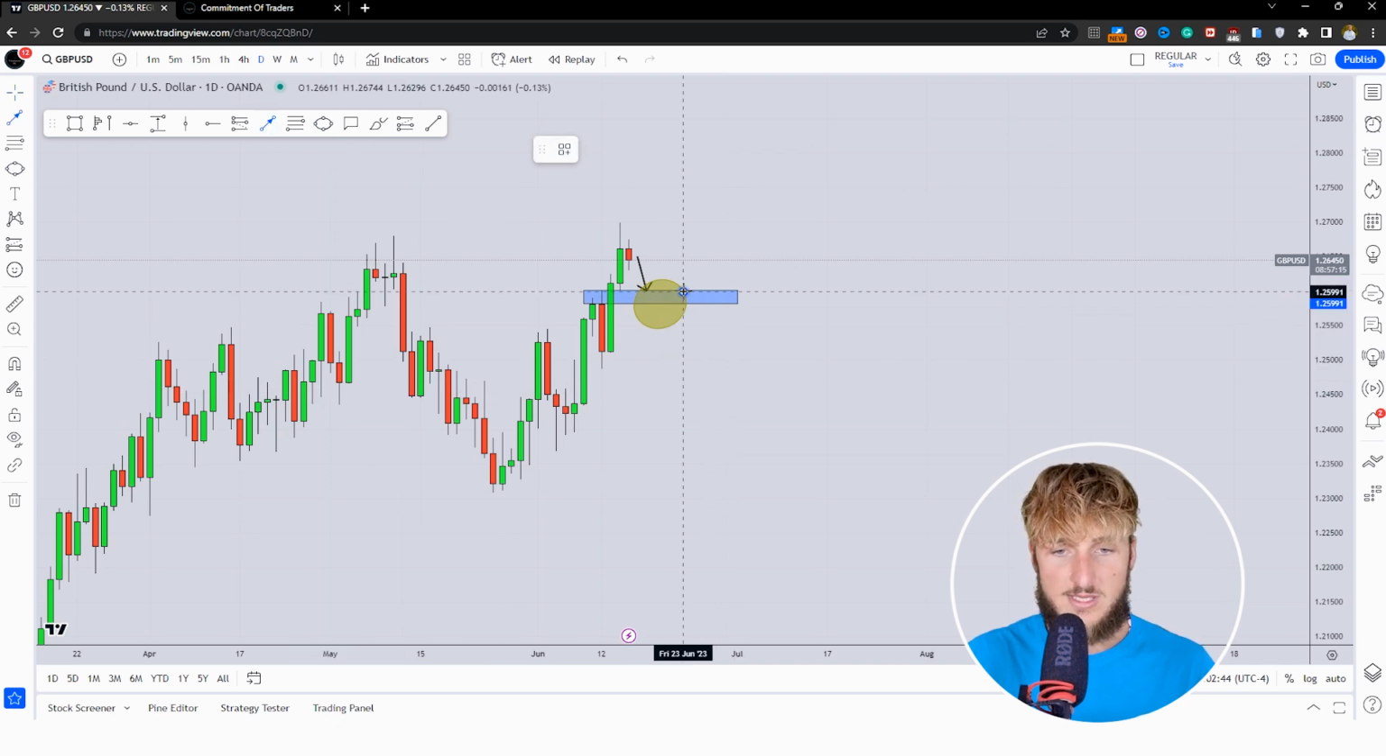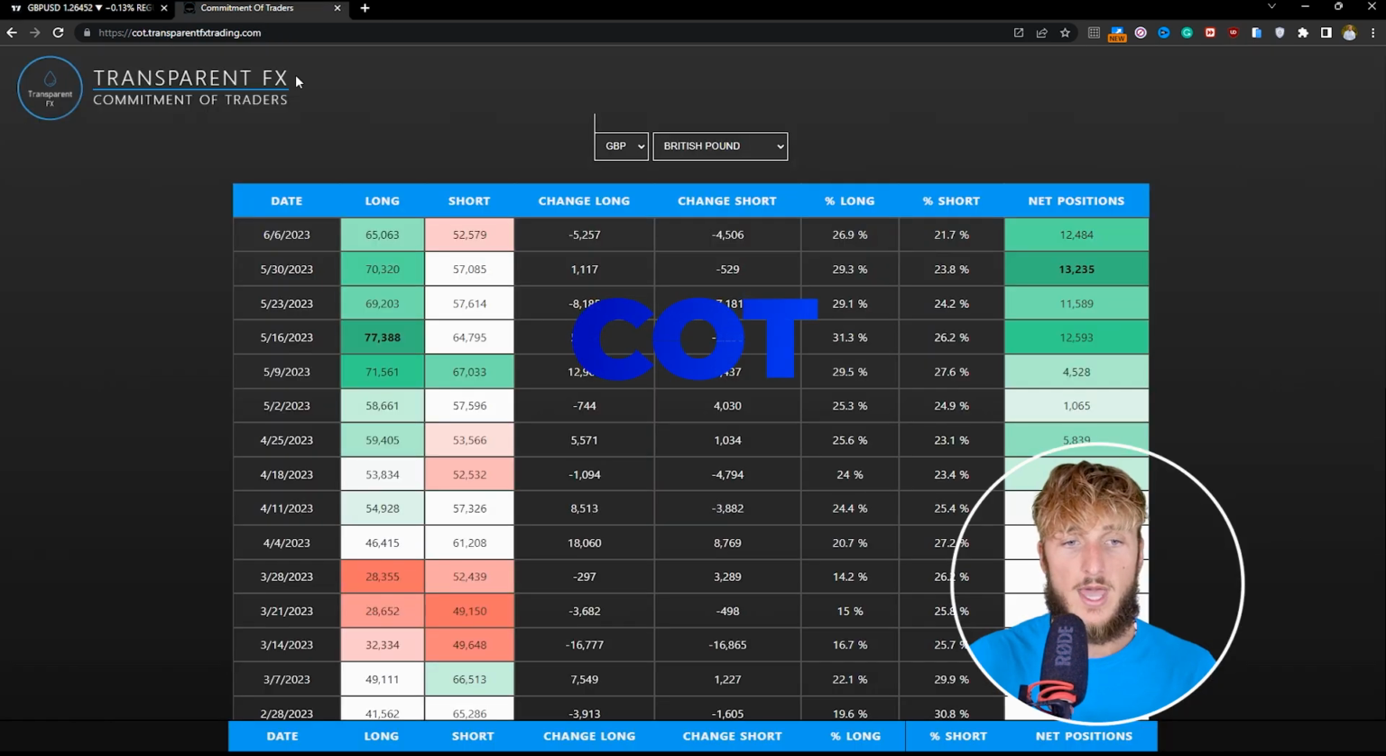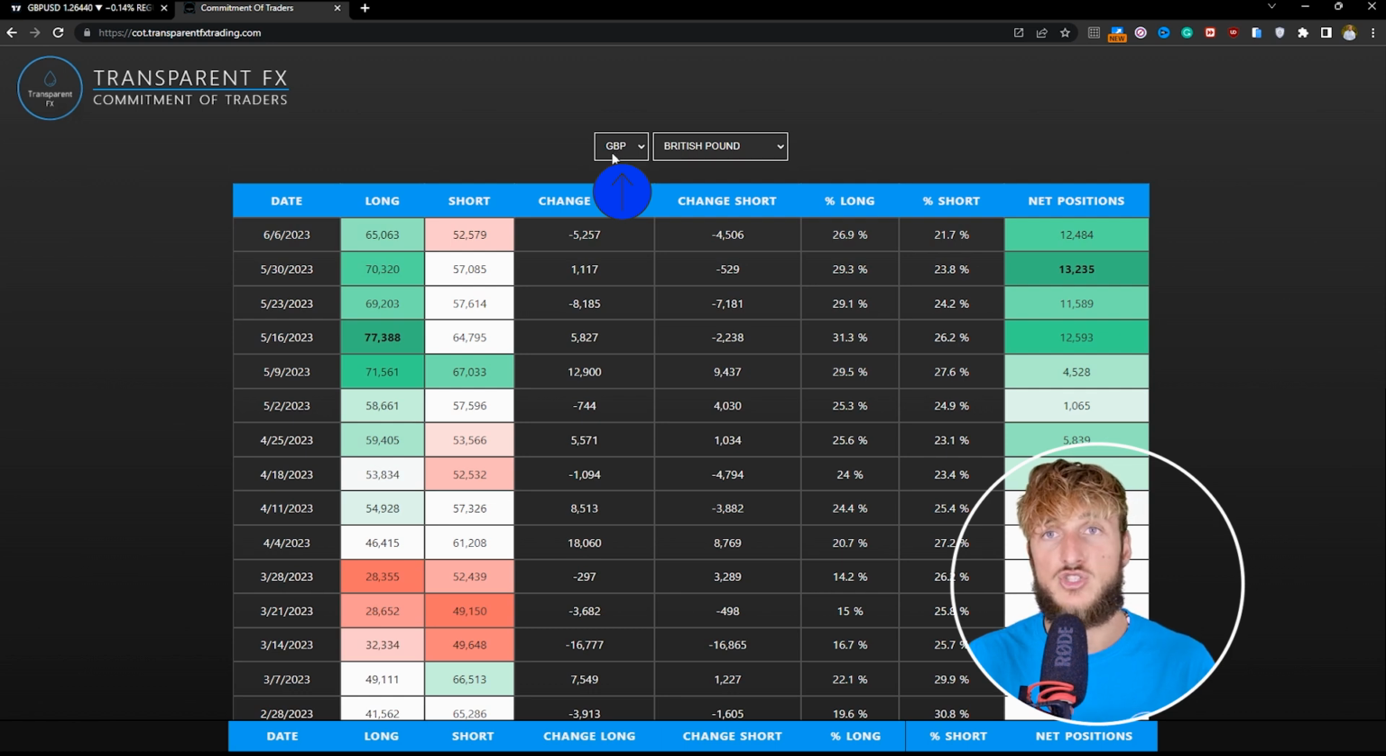Now, why do I say this? Because if we go and see what we have when it comes to the commitment of traders, so what the institutional side of the market is doing, and we look at the data precisely for the pound, the first thing that we have to keep in mind is that if we're checking the data for the pound, we're actually already checking GBPUSD, because all currencies on the spot are traded against the USD.